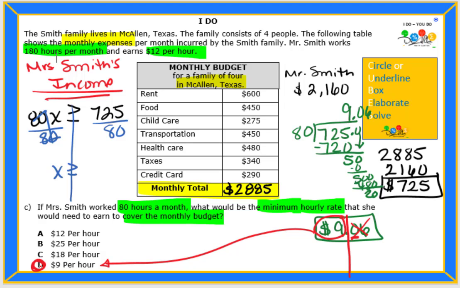Ideally, Mrs. Smith would need to earn a little bit more than $9, but for the purpose of this question and rounding to the nearest amount, we would say she needs to earn $9 per hour to cover the rest of the expenses, which was $725.